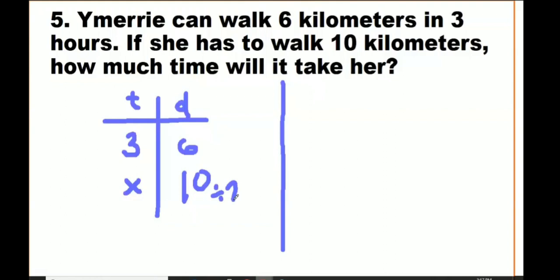The 2 comes from the scale factor, 6 divided by 3. All right, so 10 divided by 2 is 5. Therefore, the answer here is 5 hours.